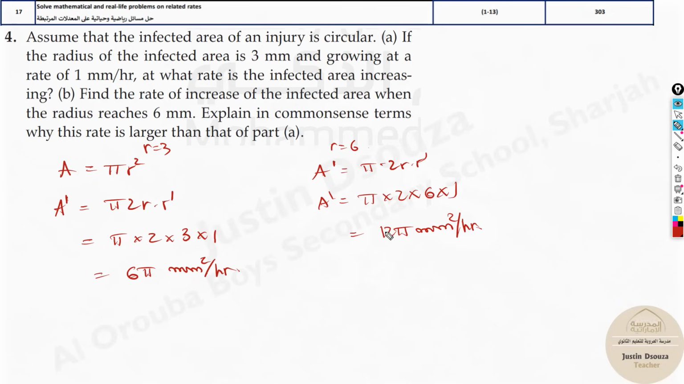Now here, explain in common sense terms why the rate is larger than that of part A. Why is it? Just think for a minute. It is very simple. You can directly tell over here. It's directly related, right? How are area and the radius related? Directly related. So as one increases, obviously the other one increases. Over here, the radius was increased, so obviously the rate of area also will increase. You can even think of it practically, and you will understand the same thing.